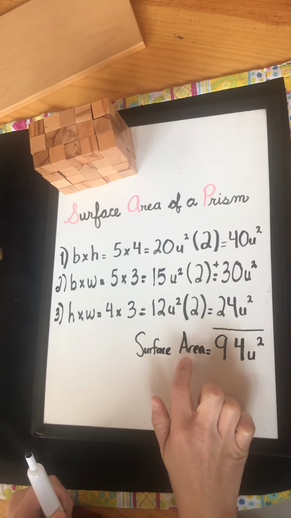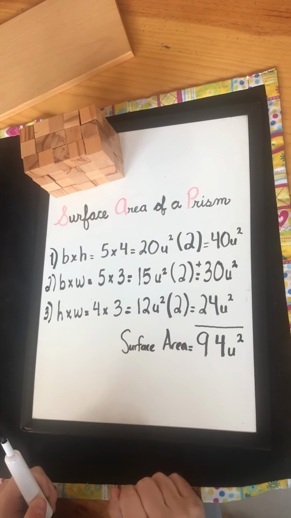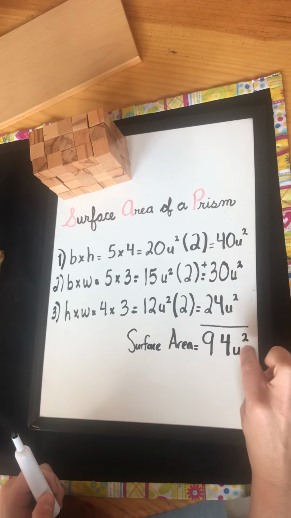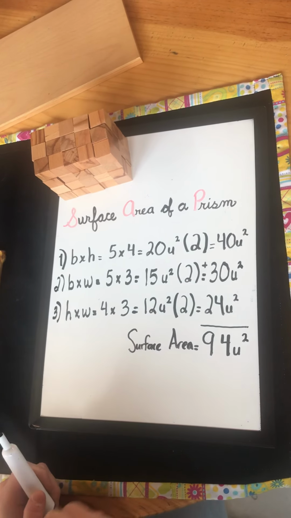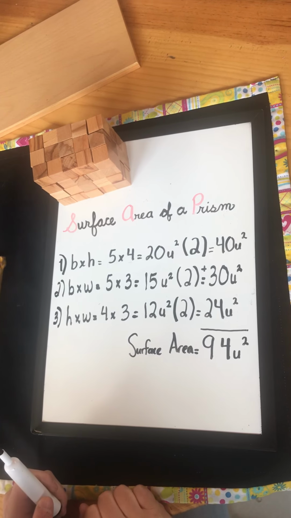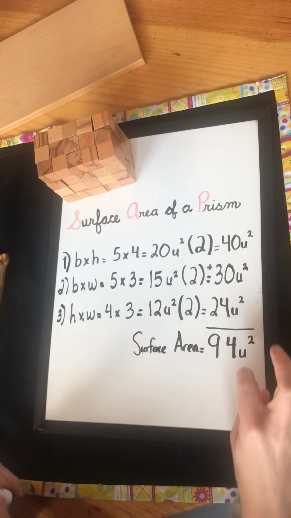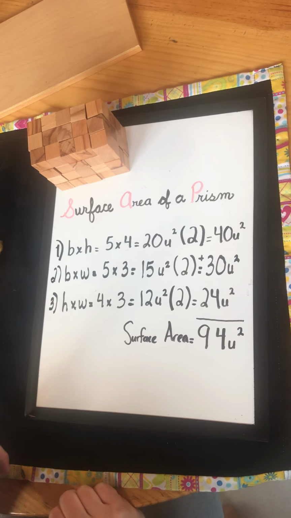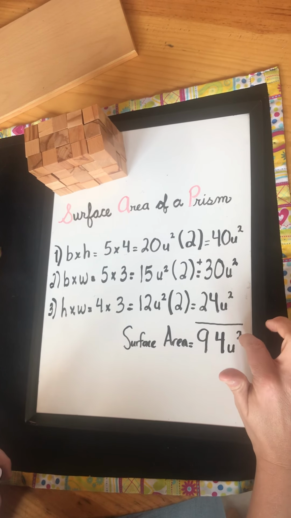Remember, we're talking about area now. We're not talking about volume. We're talking about area, and area is always measured in square units. If I were to measure in centimeters, it would be centimeters squared. If I were to measure in kilometers, it would be kilometers squared. Since we're talking about area, our units are always measured in square units.